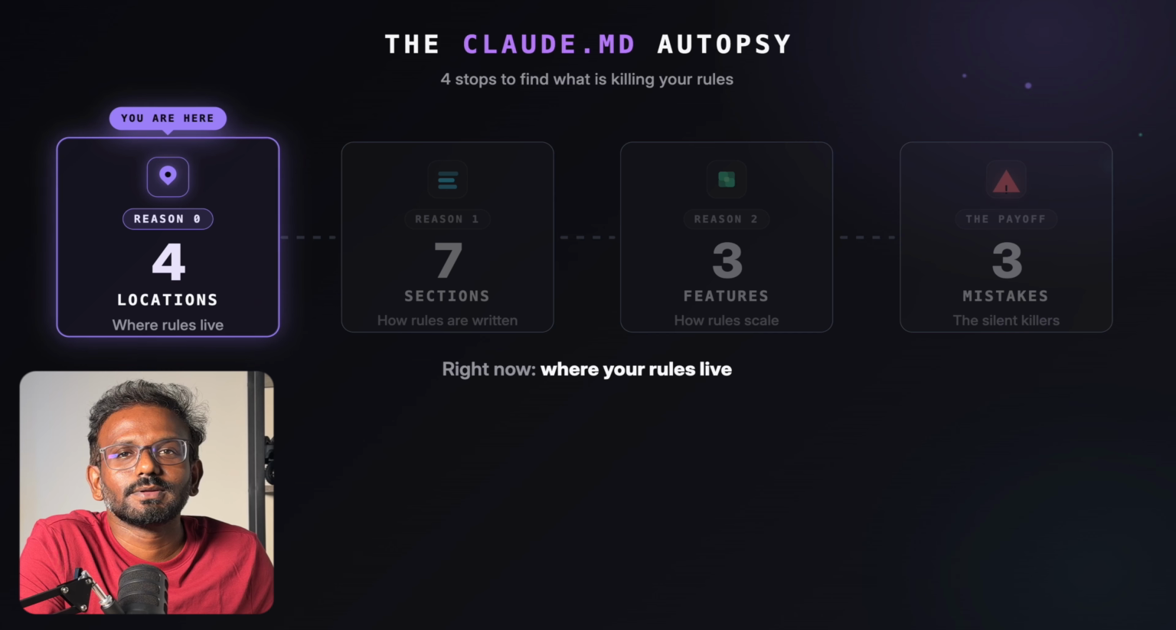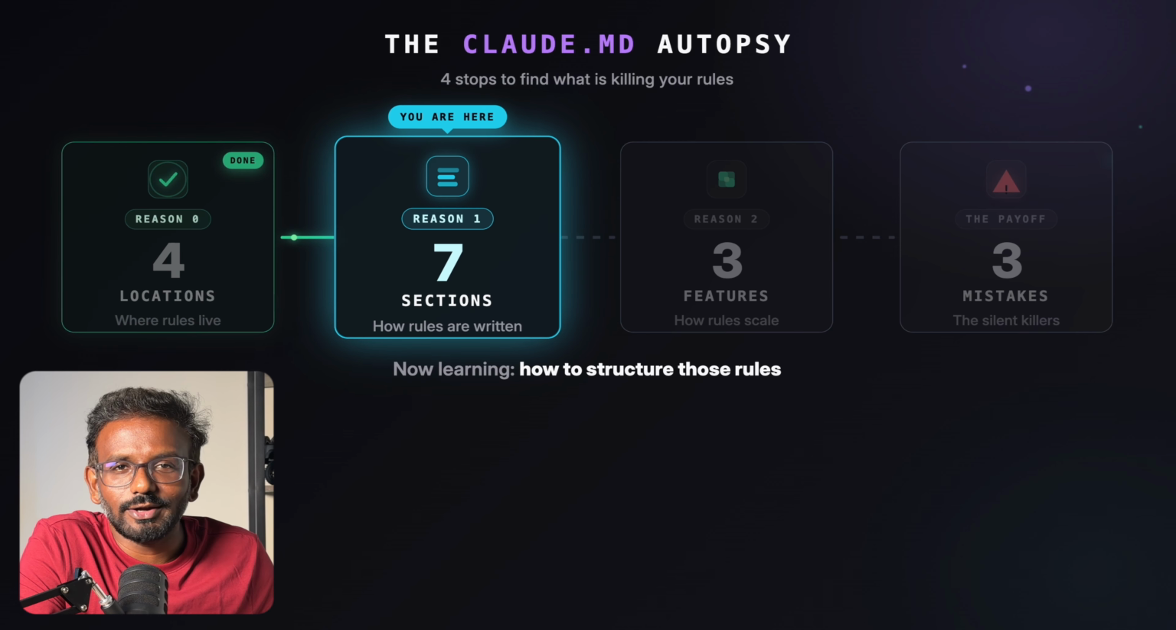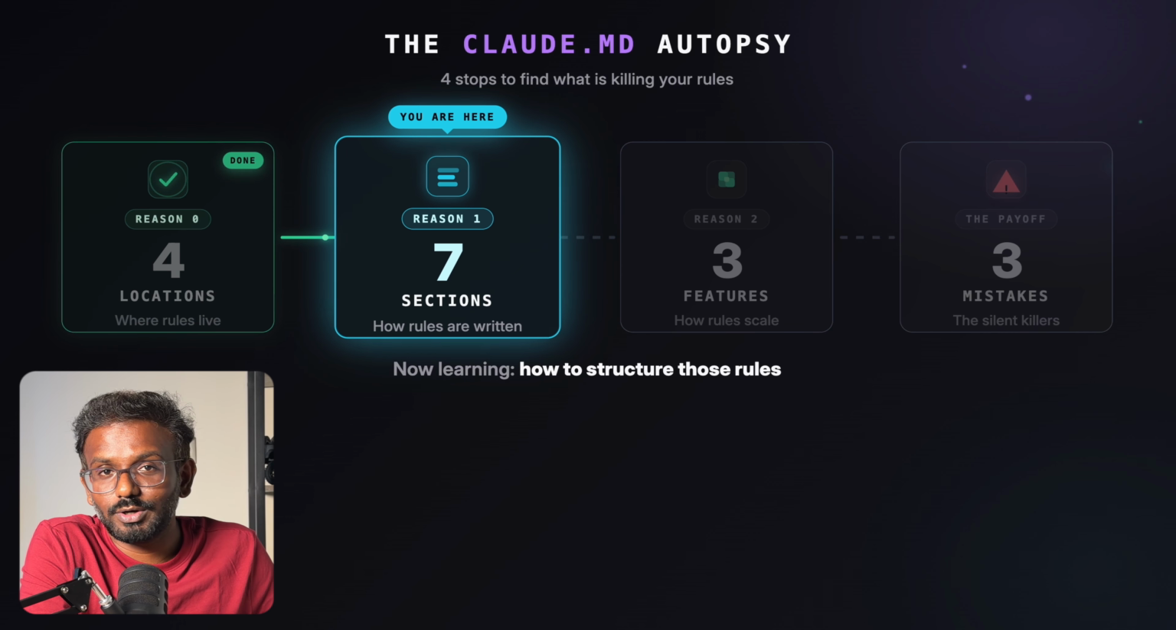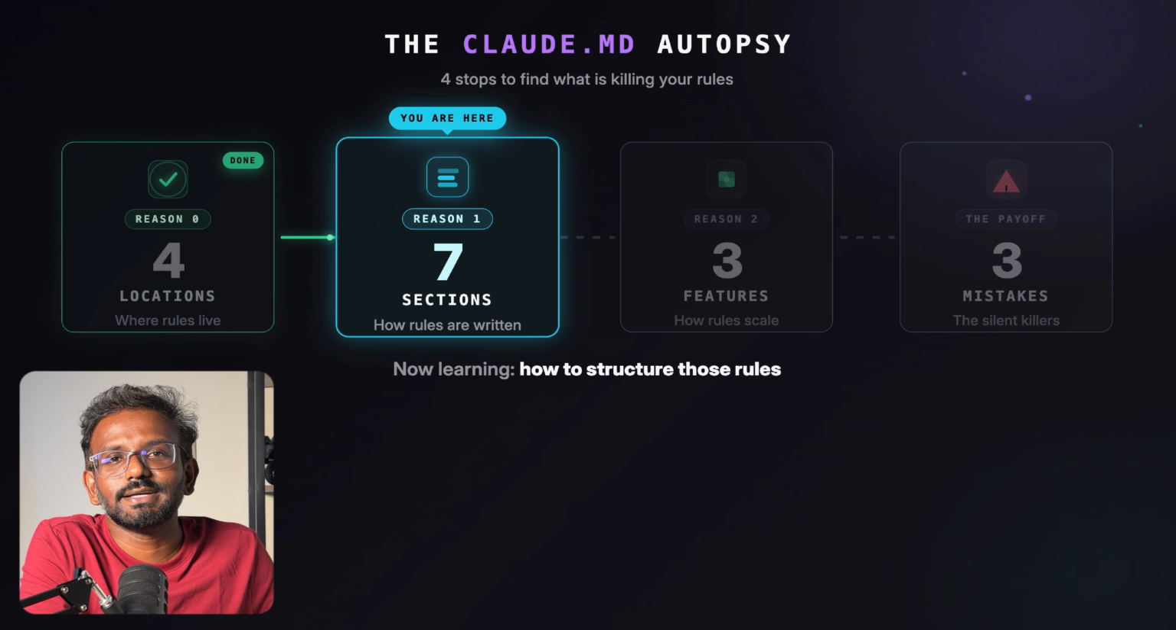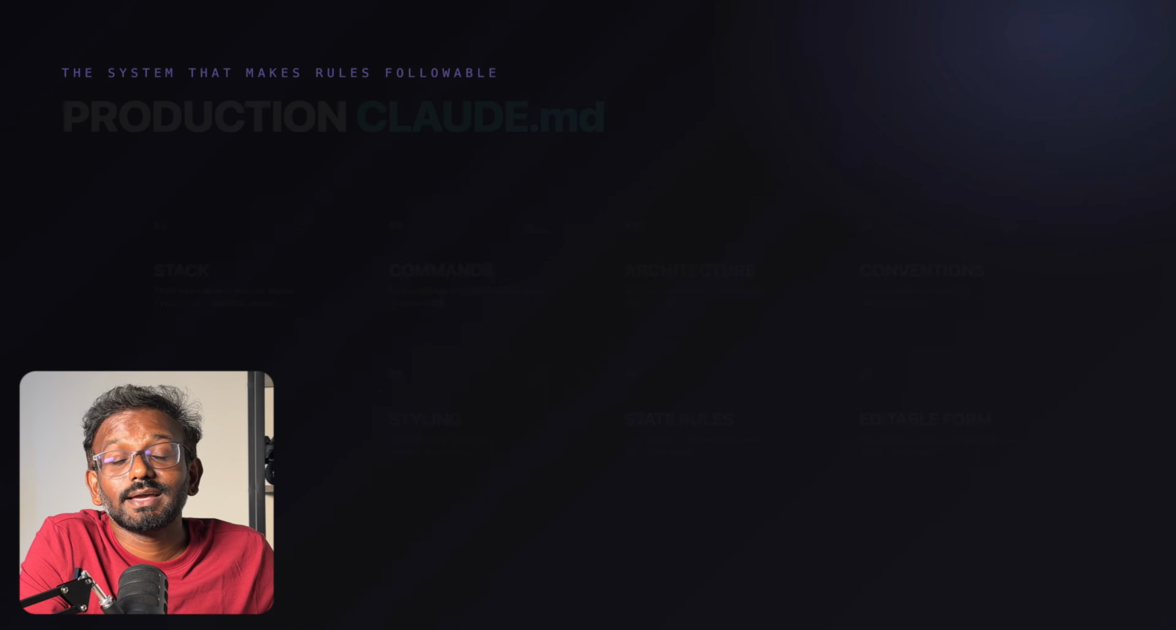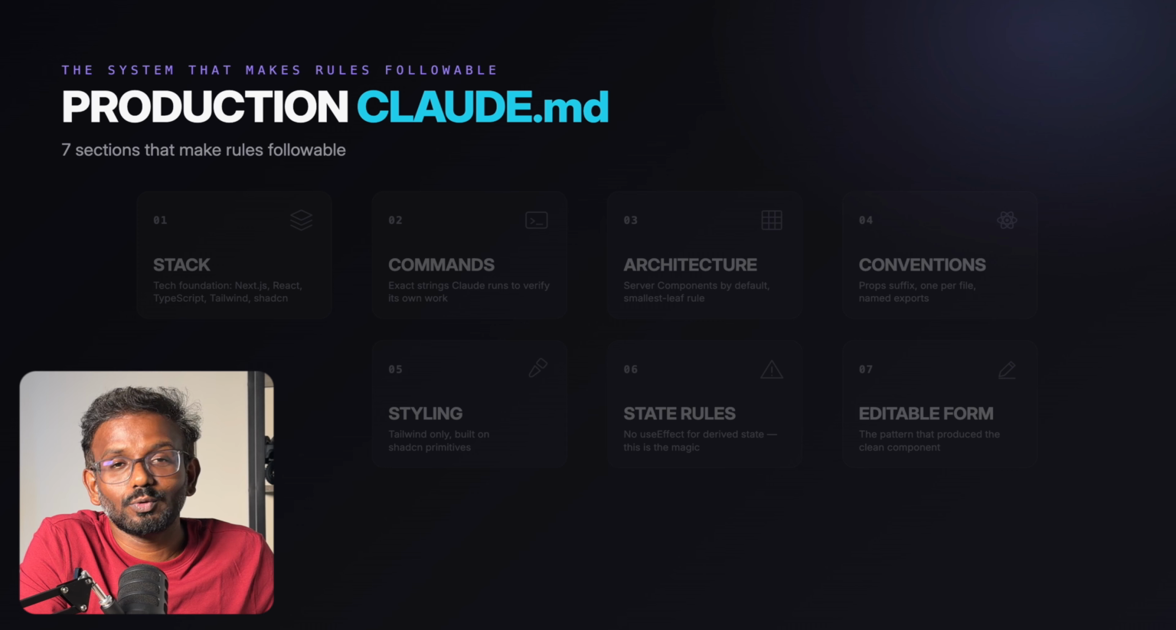Most ignored React rules are just misplaced rules. Reason 1, rules written to be ignored. Now the rule is loaded, Claude still skips it. That's reason 1. The rule is written in a way Claude cannot reliably follow. Here is how I structured Claude.md so the rule actually sticks.